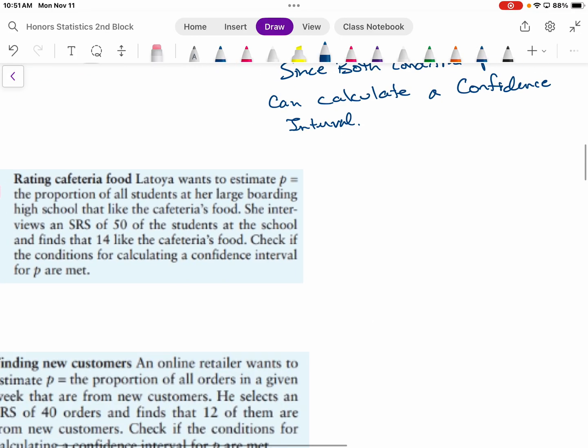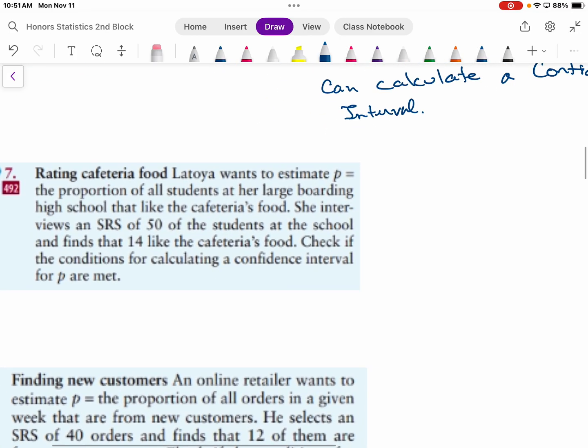All right, cafeteria. Let's do number 7 there. Latoya wants to estimate P, the proportion of all students at her large boarding school that like the cafeteria's food. She interviews a simple random sample of 50 of the students at the school and finds that 14 like the cafeteria food. Check to see if the conditions for a confidence interval are met for calculating it.